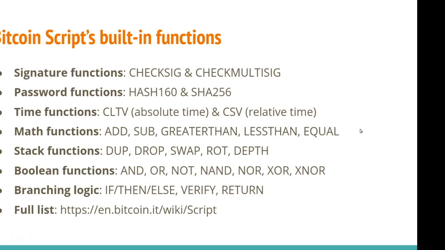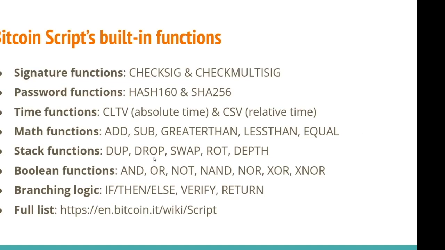We have stack functions. In Bitcoin script, stacks are kind of like arrays. If you're familiar with JavaScript arrays or Python arrays, stacks are the same thing. You can duplicate an element that's in an array. You can drop an element from an array, which is equivalent to pop in JavaScript. You can swap elements in an array. You can rotate them. You can shuffle things from the back to the front, or just move everything in a cycle. You can check how deep a stack is. We call it with the depth function. That's kind of like array.length in JavaScript.